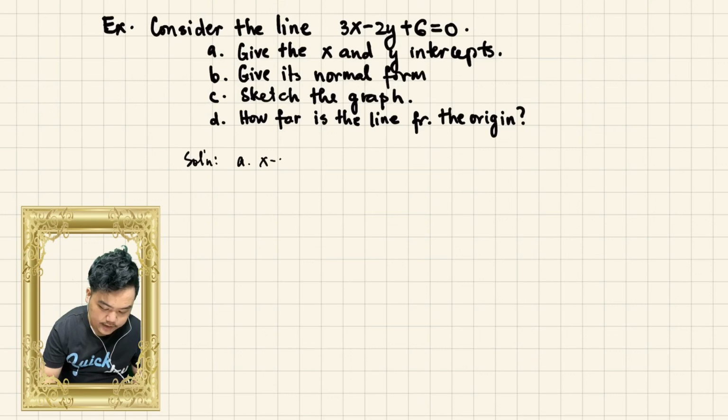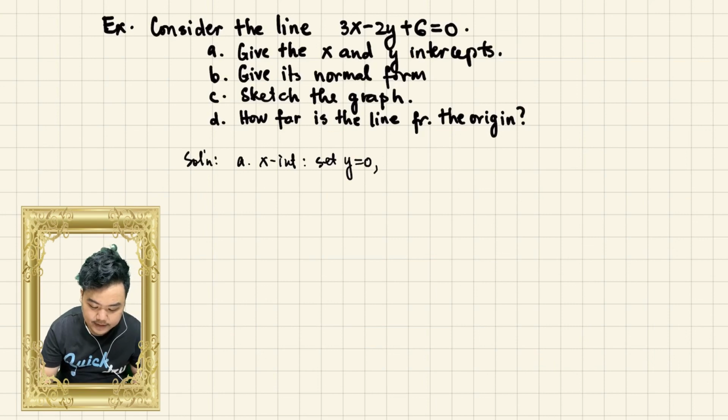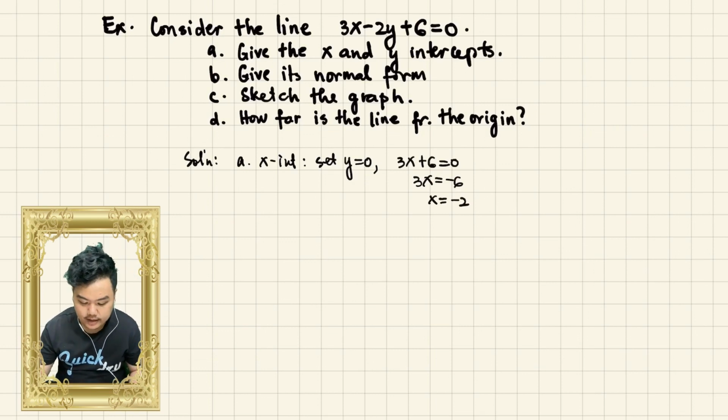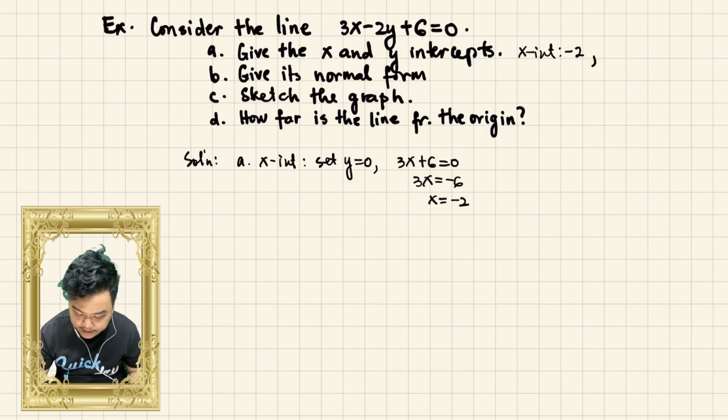So x-intercept, set y to 0. Ano mangyayari? If y is 0, 3x plus 6 is 0 or 3x equal to negative 6 or x is equal to negative 2. Divide both sides by 3. So, ang x-intercept ay negative 2. Okay, so how about the y-intercept?